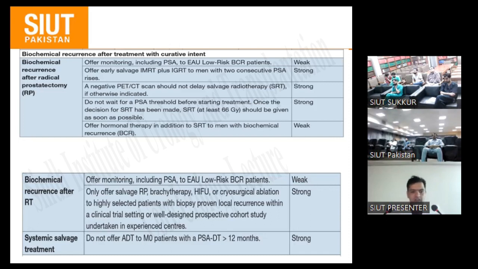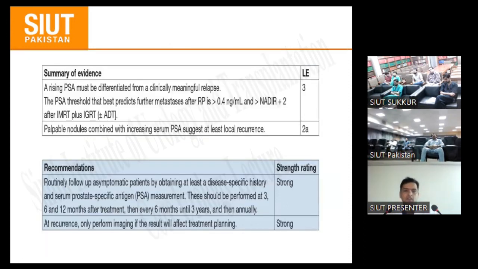Biochemical recurrence after radiation therapy: offer monitoring including PSA to low risk patients, weak strength. Only offer salvage radical prostatectomy, brachytherapy, HIFU, or cryosurgical ablation to highly selected patients with biopsy-proven local recurrence within a clinical trial setting or well-designed prospective cohort study undertaken in experienced centers, strong strength. Do not offer systemic salvage treatment to patients with a PSA doubling time more than 12 months, strong strength. Summary of evidence.